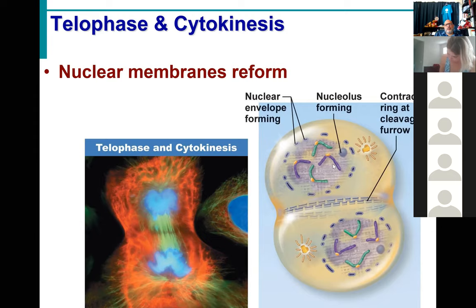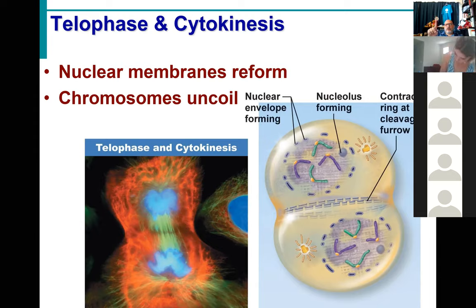So our nuclear envelope reforms, and really, again, nuclear membranes, plural. Remember, we're forming two new nuclear envelopes with this. Where we had one nucleus before, we now have two nuclei. Our chromosomes uncoil into loose chromatin, forming that loose cloud again, and our nucleoli start to reappear as we make proteins.